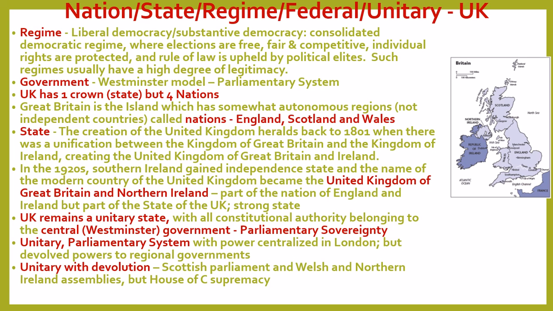So Great Britain is the island nation, which has somewhat autonomous regions. England, Scotland, Wales are not independent countries. These are nations, not independent countries. And together, they make up the state of the United Kingdom of Great Britain and Northern Ireland. Northern Ireland is largely English. Okay, so the UK remains a unitary state, right? It is a unitary state with all constitutional authority belonging to the central government.